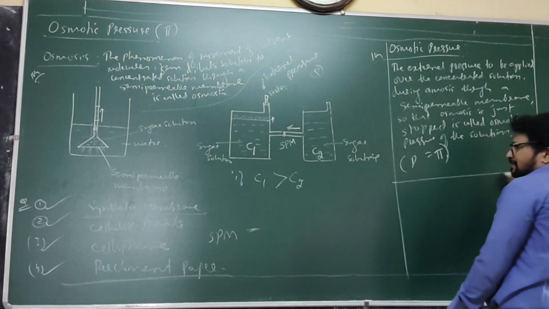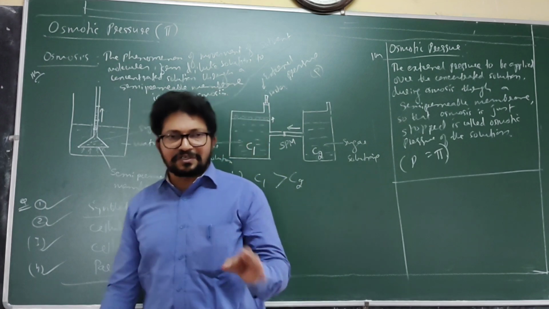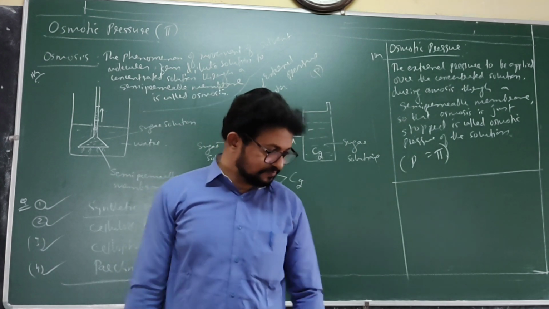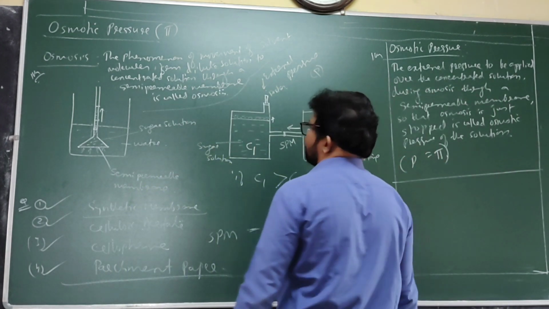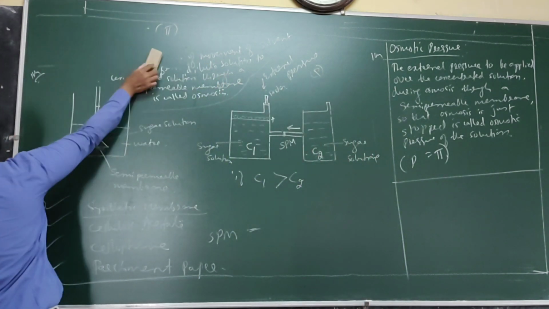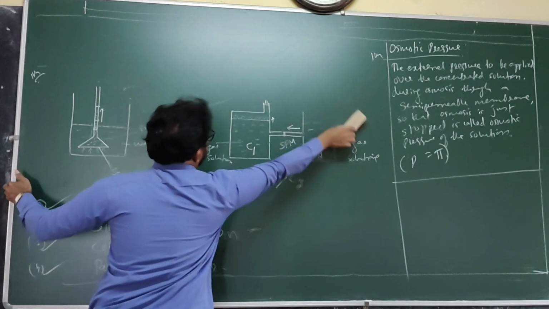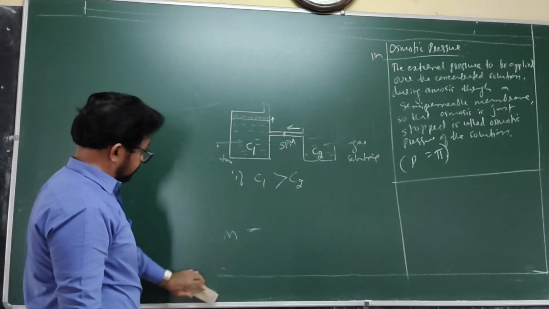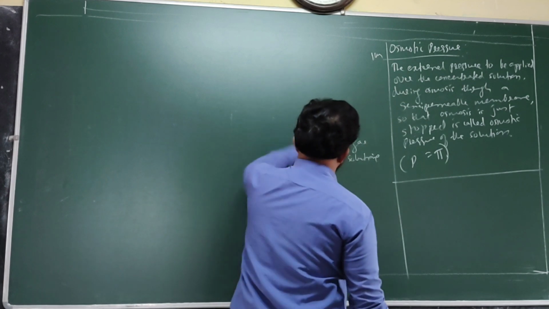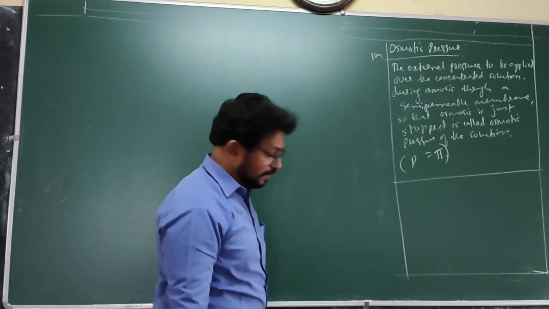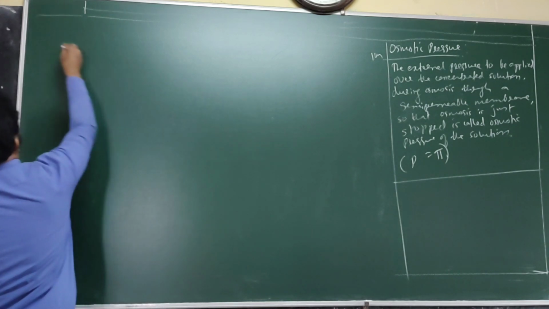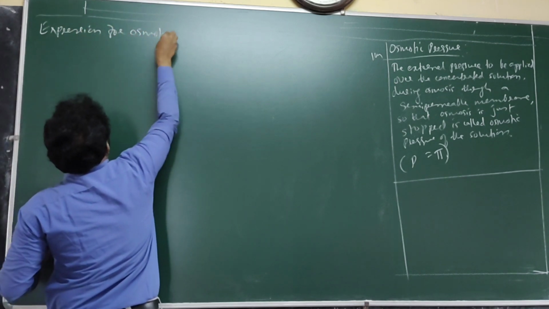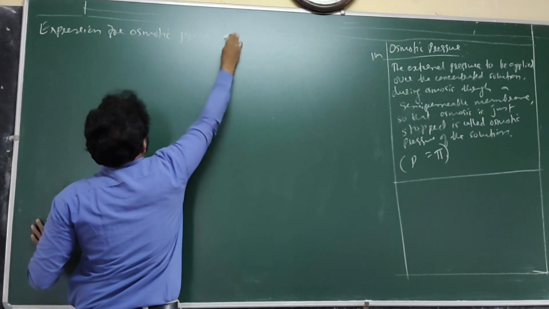Okay. Now the next part of our discussion: I told you what is osmosis and what is osmotic pressure. Now I should discuss why it is a colligative property, based on its expression. Okay. So note all these things, whatever is available on the board. Expression for osmotic pressure.